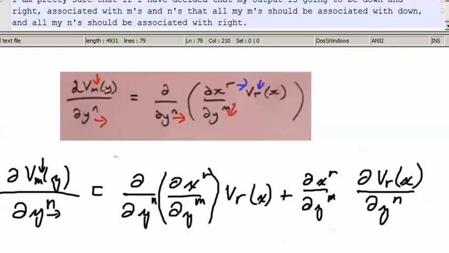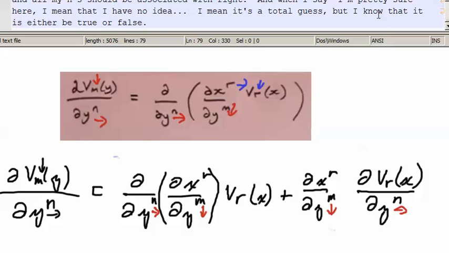Now, I'm pretty sure that if I've decided that my output is going to be down and right, that all of my indices associated with m's and n's, that all of my m's should be associated with down, and all of my n's should be associated with right. And when I say I'm pretty sure here, it means that I currently have no idea. I mean, it's a total guess, but I know that it is either true or false.